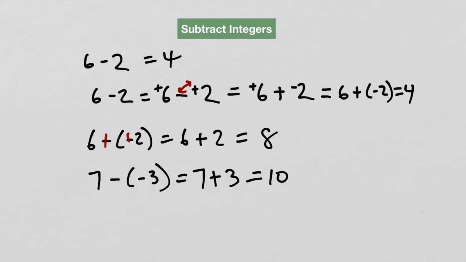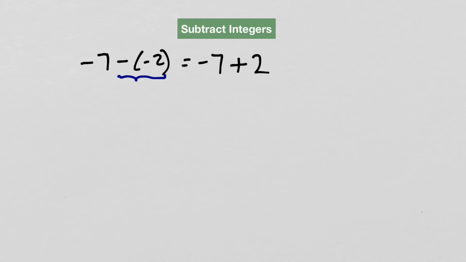Okay, let's make it a little bit more complicated. What happens if we have negative 7 minus a negative 2? Ooh, lots of negatives here. So let's work one thing at a time. We're going to focus on this first. So that's going to be equal to negative 7 plus, right, two negatives make a positive, 2. Now we know negative 7 plus 2 is equal to negative 5, right?